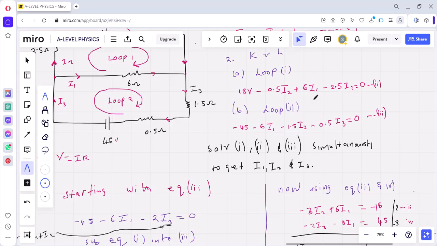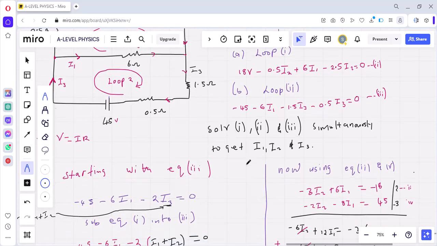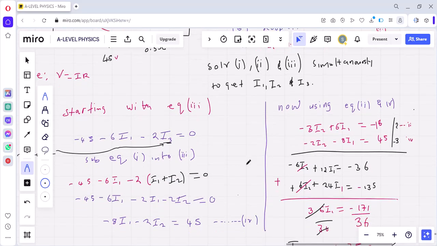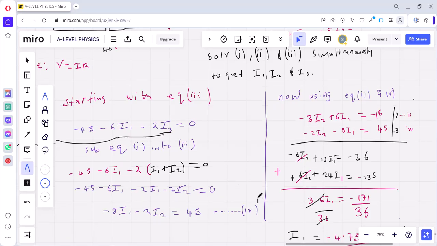Okay, so if we add 2.5, that will get negative 3I2, then we just copy 6I1, which is there. Then this 18 can go to the other side and its sign changes to positive. Then I also copy equation 2, and equation 4, our newly formed equation, which is this. I also copy it and drop it here.